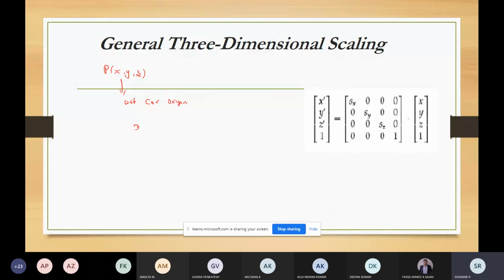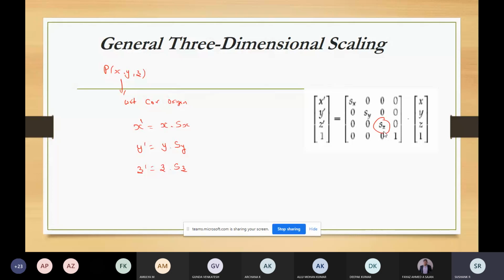That is, x dash will be x into the scaling parameter along the x-axis, y dash will be y into the scaling parameter along y, and z dash will be z into the scaling parameter along the z-axis. The point P is represented by x comma y comma z with respect to the coordinate origin. Here we are adding the parameter called the z coordinate scaling parameter, Sz, the scaling along the z-axis.